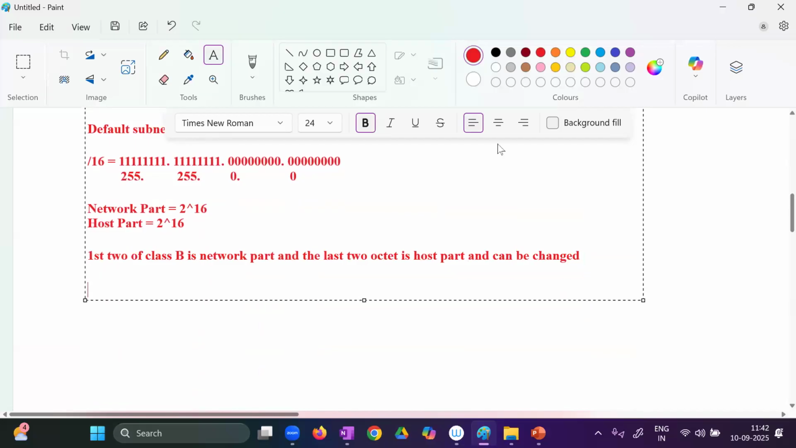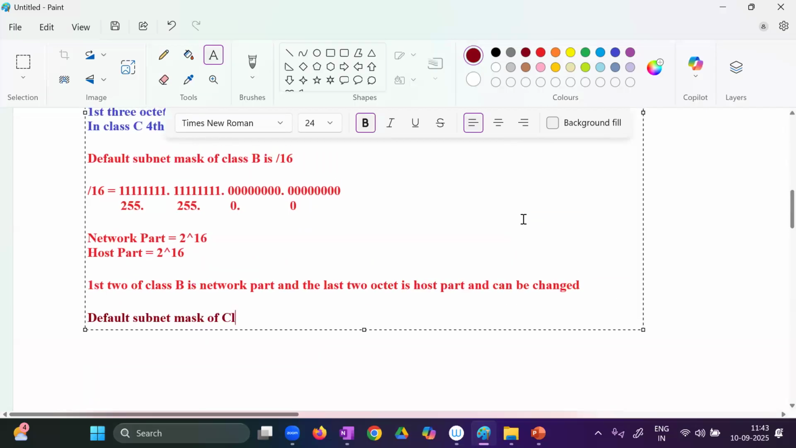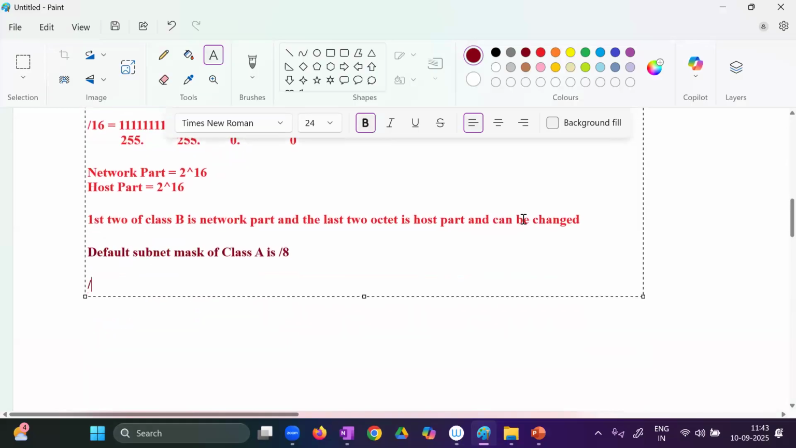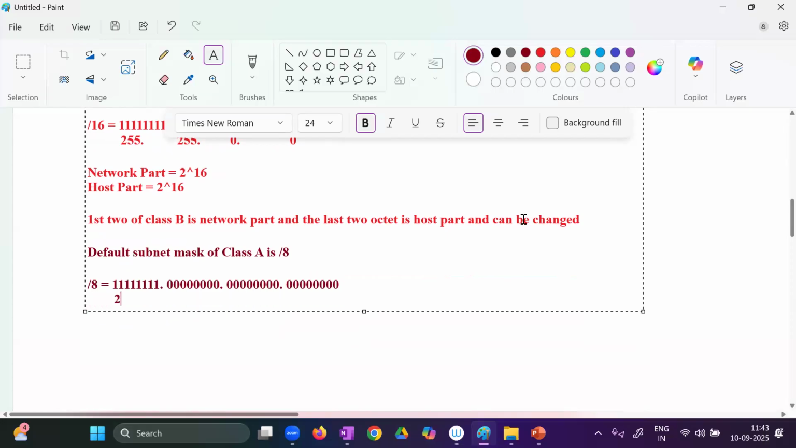Till here it is clear? Now we'll write for class A. Default subnet mask of class A is 8. So how will we write that 8? 1, 2, 3, 4, 5, 6, 7, 8. So the value is going to be what? 255 dot 0 dot 0 and dot 0.